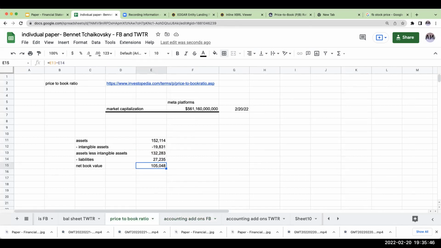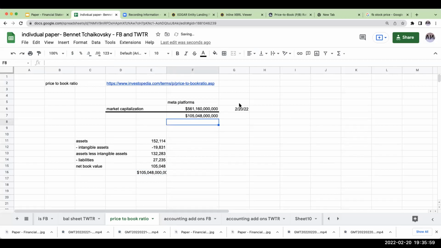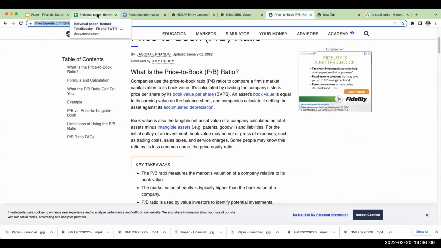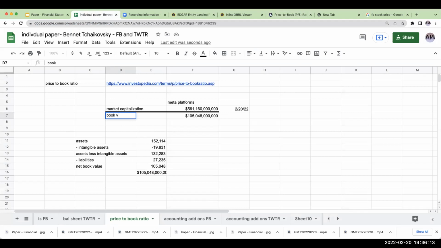But this is in millions, so I'm just going to make that quick conversion. What I've done is call this the book value per Investopedia. When we divide this, it gives me about 5.34. So if I look at the net book value of Facebook, it's trading at about 5 times my net book value.